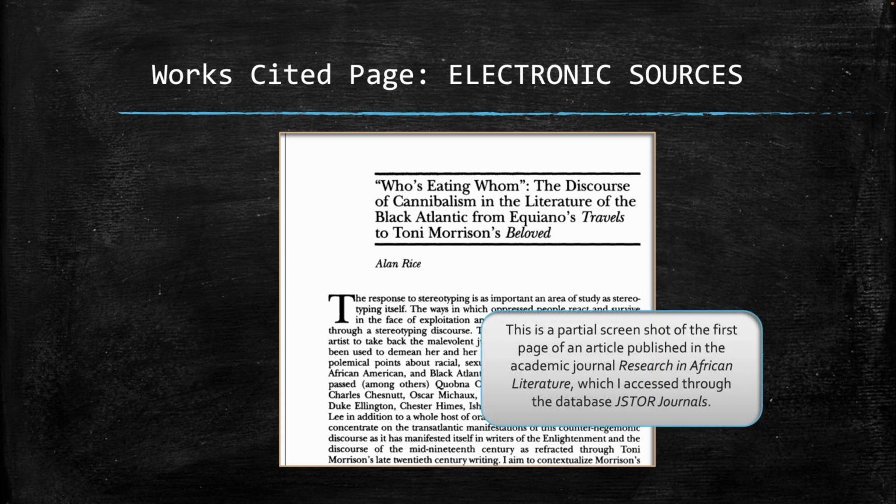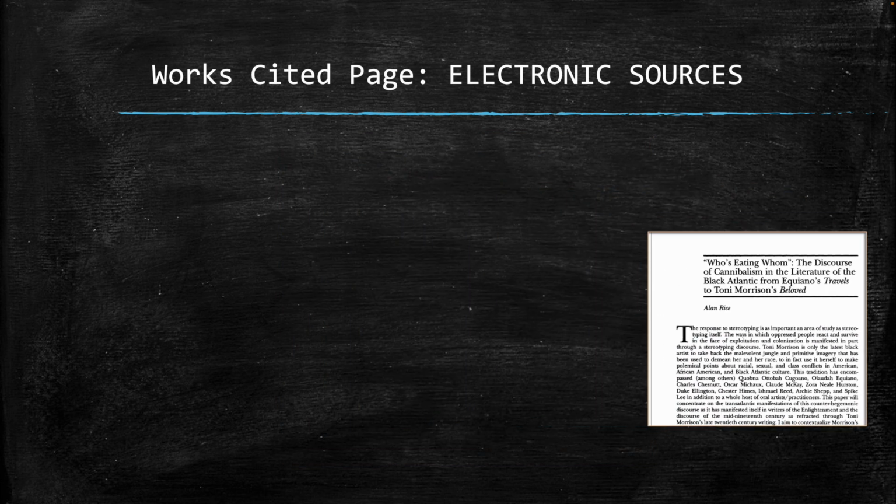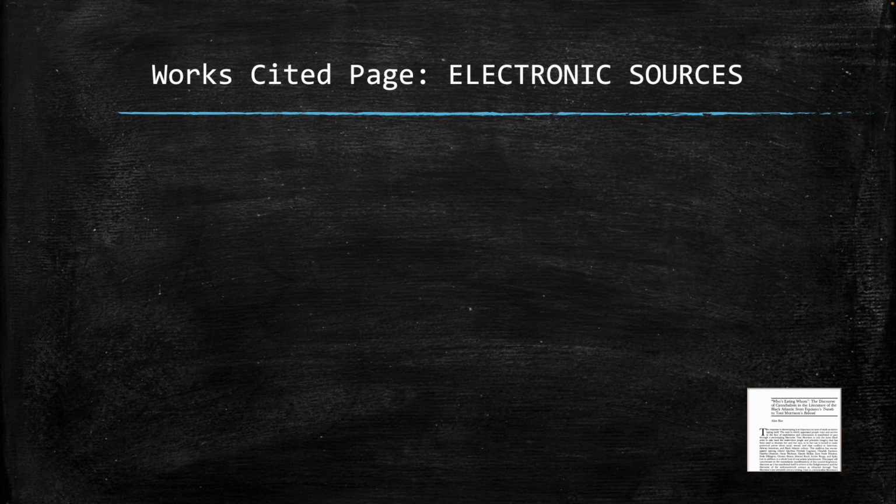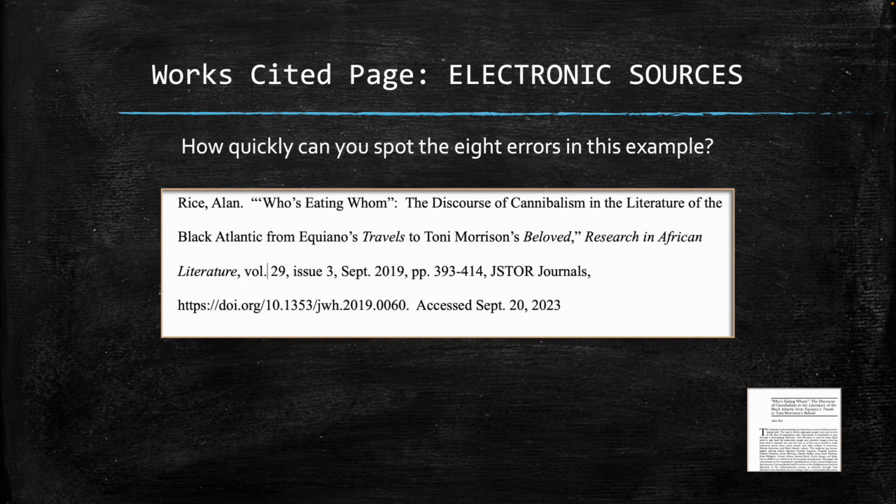So I want you to look at this partial screenshot of the first page of an article that was published in the academic journal Research in African Literature, which I accessed through the database JSTOR Journals. I just want you to see the title and the author of it before I show you the example works cited entry. So I'm going to put an entry up here, and I want you to try to identify the mistakes. So pause the video at this point. You're looking for 8 mistakes, and when you replay the video, I will go through each one of them.